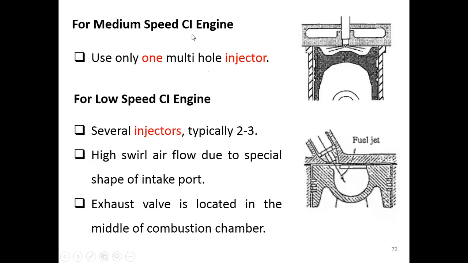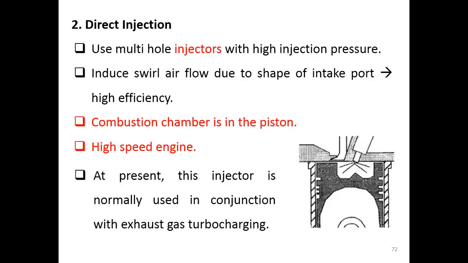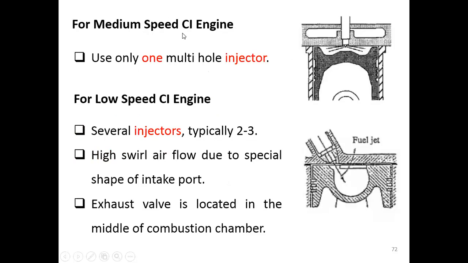For a medium speed engine, if you want to use direct injection, normally they will use only one injector, not more than one. For the high speed engine, they use more than one, but for the medium speed CI engine, they will use just one injector. And for the low speed CI engine, which requires more torque, they come back and use several injectors, but typically not more than 2 or 3.